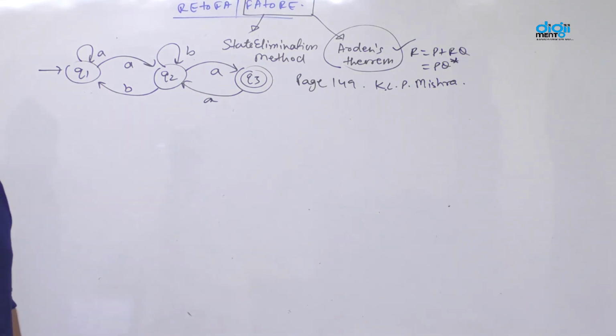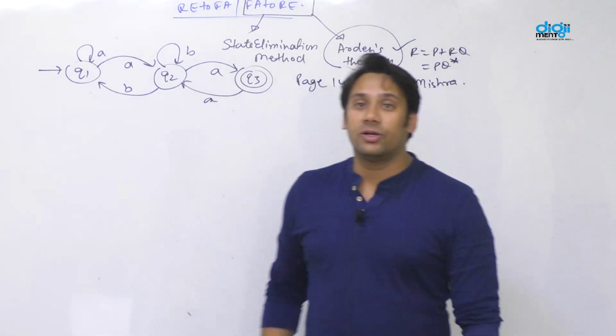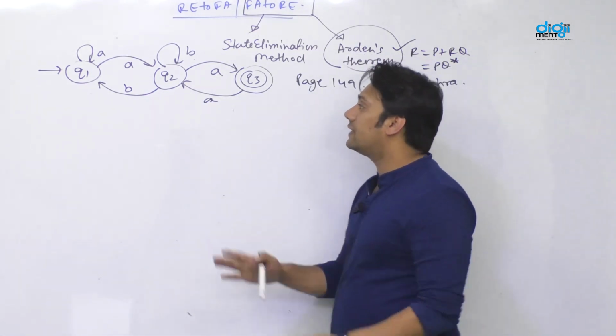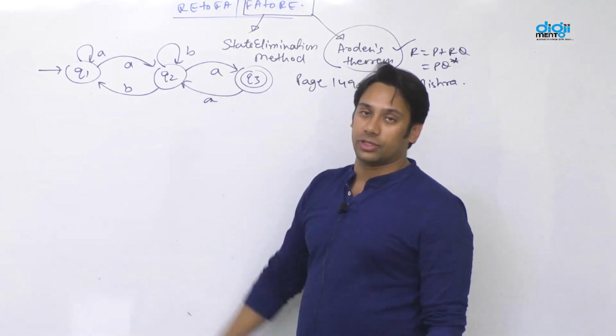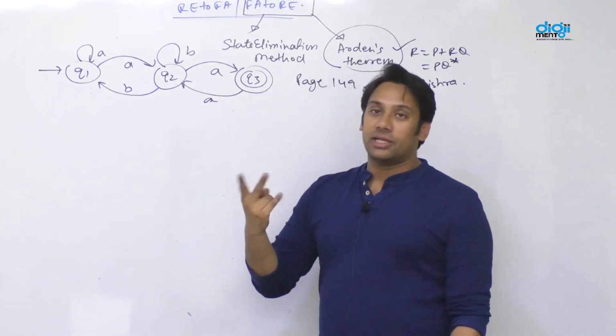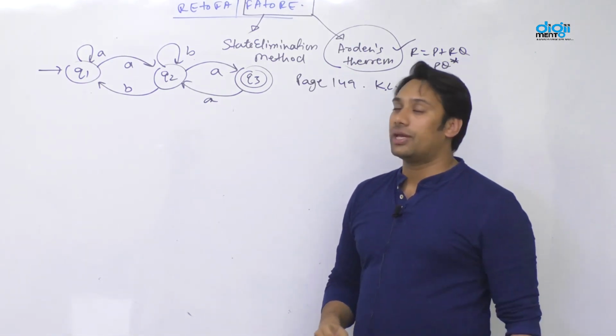So basically I've given you a finite automata here, and I hope that this is visible to all of you. In this finite automata you have three states: Q1, Q2, and Q3. And here there are two symbols, that is, sigma is equal to A and B.